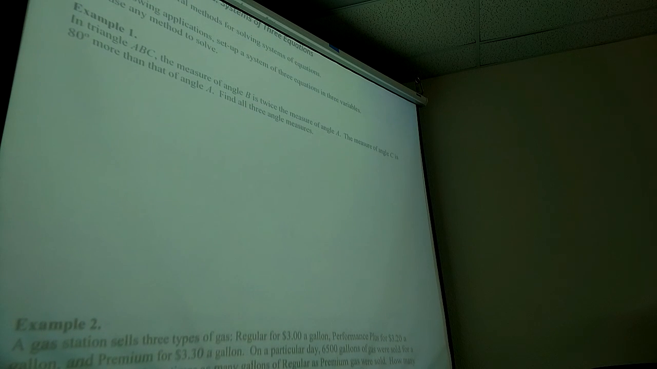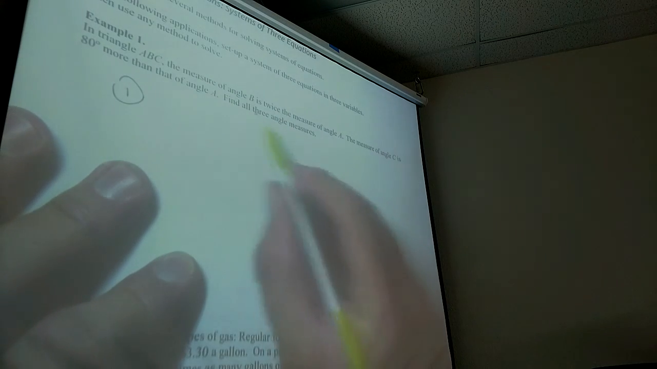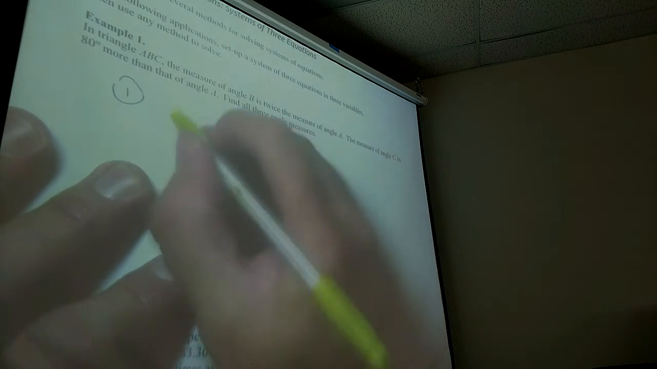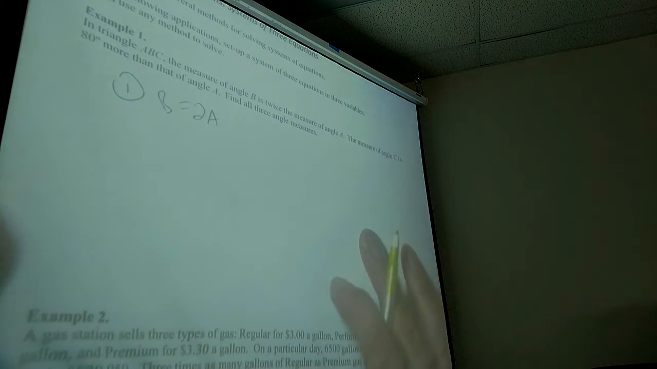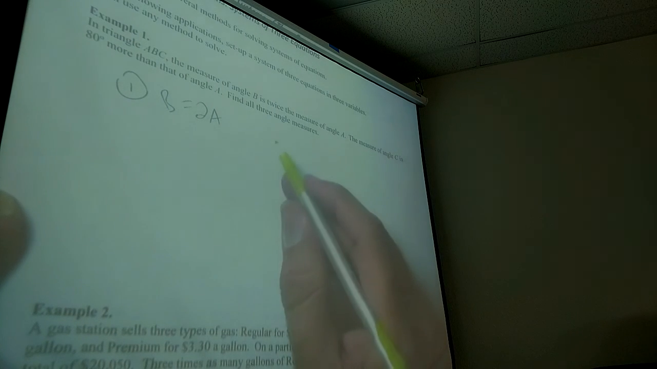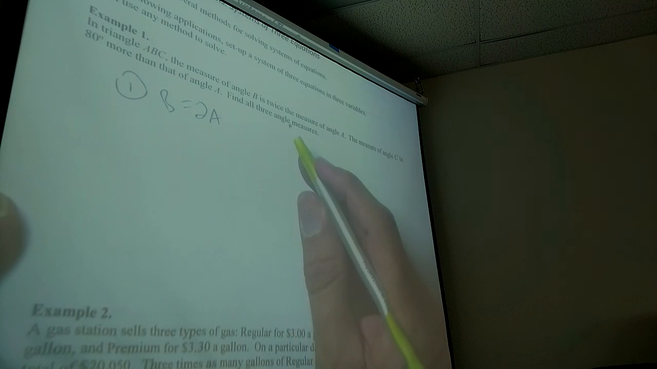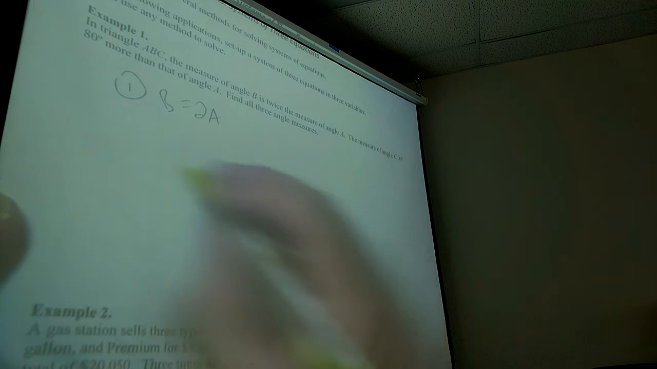Now, there are some elements on this problem that you have to kind of know going in. But look at the very first thing it tells me. The measure of angle B is twice the measure of angle A. Can you write an equation for that? B equals 2A. Awesome. That's nowhere near a train leaves Wyoming going north at 50 miles an hour. What about the second thing? The measure of angle C is 80 more than that of A.